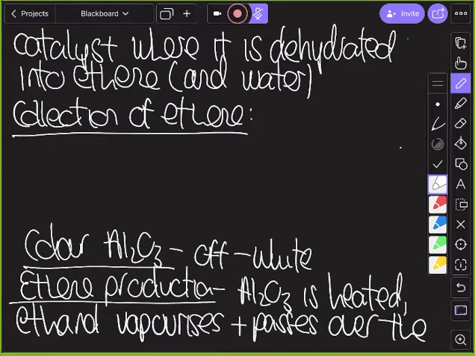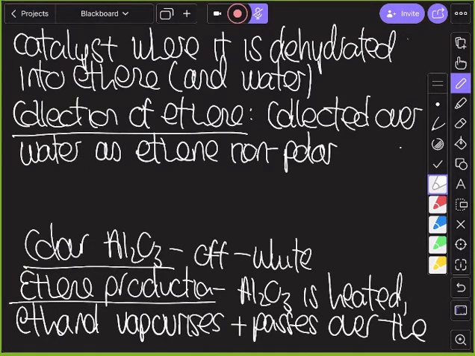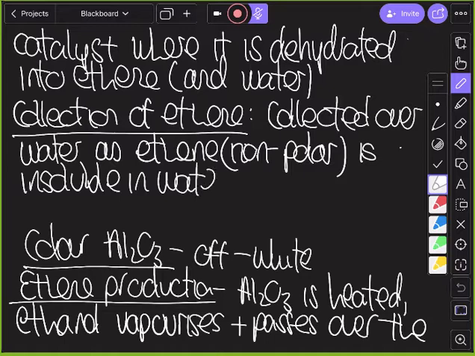So the ethene is collected over water. And this is showing you as well the fact that ethene is non-polar, because it won't dissolve in water. So it shows us that it's insoluble in water and also less dense than water.